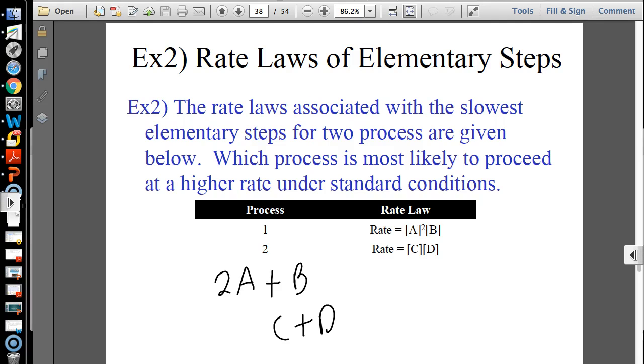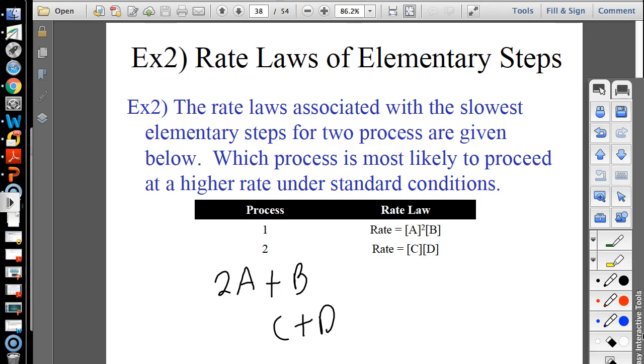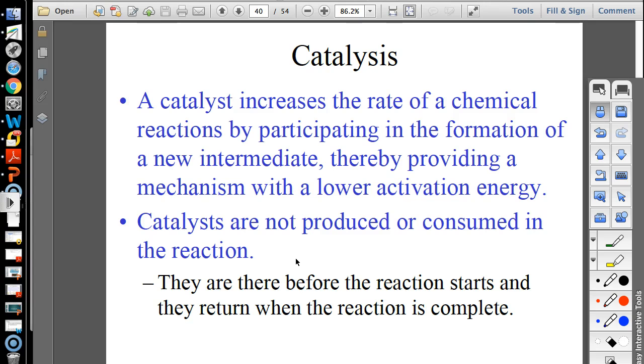So the fastest one, you're right, is going to be process 2. And it would probably have a lower activation energy. You're right, but I just wanted to expound on that a little bit. We're almost sort of done with this. Catalysis.